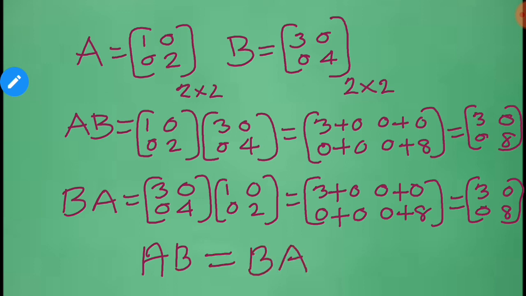In these matrices, the product of matrices AB equal to BA. That is, in this case, matrix multiplication is commutative. But generally, matrix multiplication is not commutative.